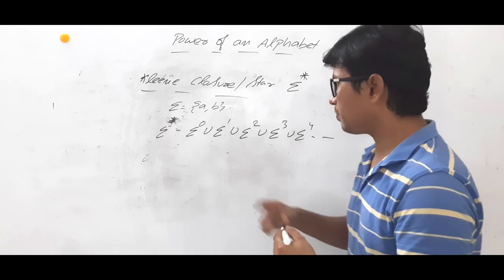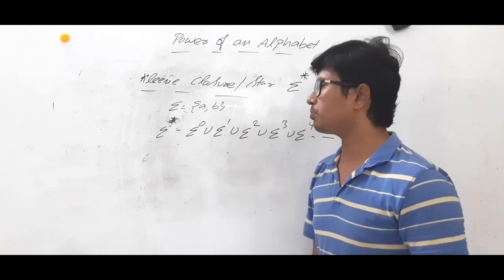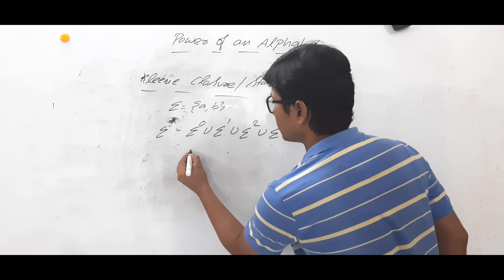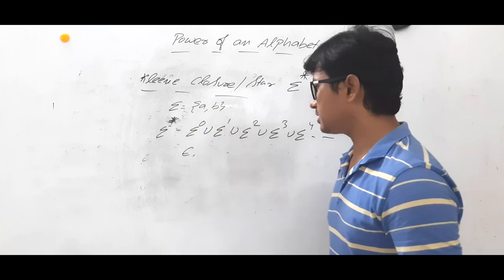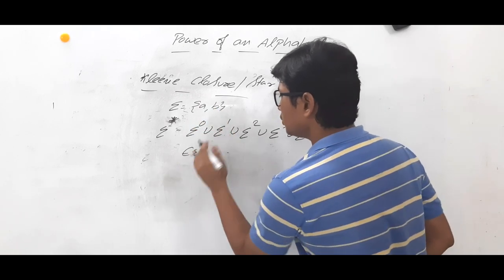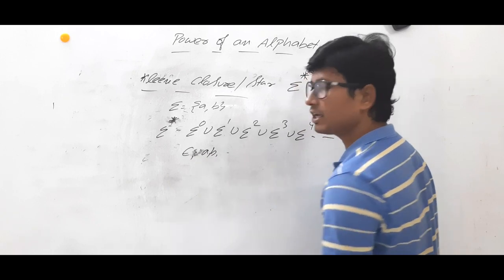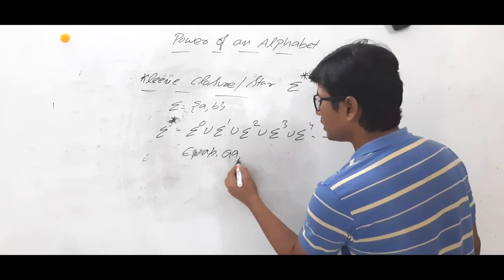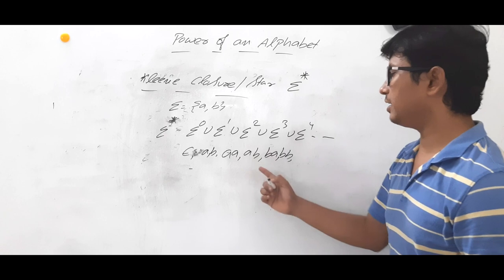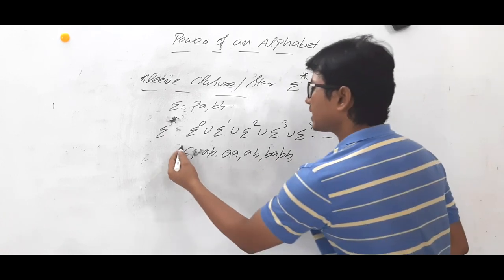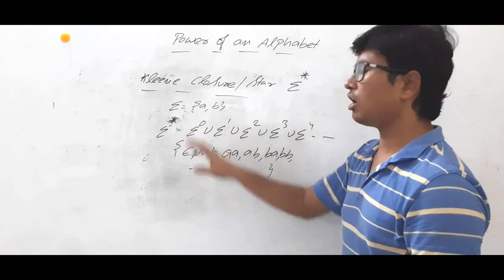So what is the meaning of sigma power 0? What are the strings possible of length 0 over alphabet A, B? We said that it is epsilon. Epsilon is the string of length 0 possible on any alphabet. And it is a union with length 1, which we just discussed: A, B. Of length 2, it is AA, AB, BA, BB. Of length 3, you get 8 strings like AAA, ABB, BAA, all of which we have discussed. So it is a set of strings of all lengths 0, 1, 2, 3, and so on over alphabet A, B.